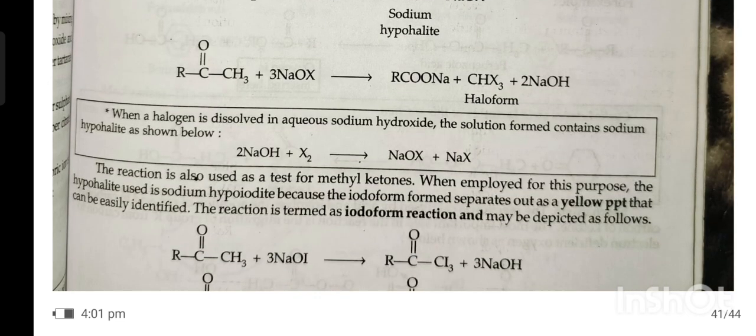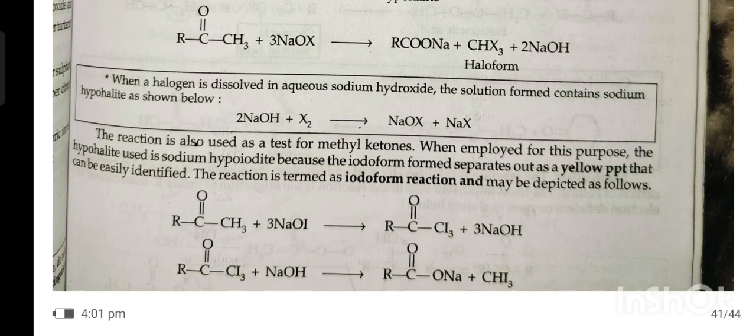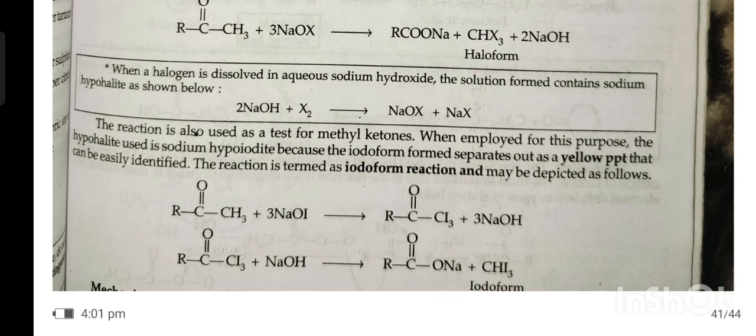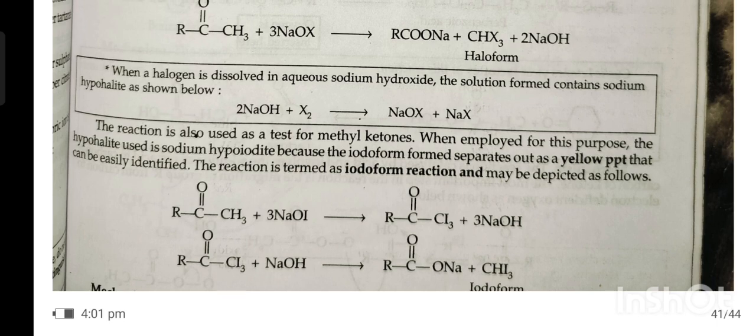The reaction is also used as a test for a methyl ketone. When employed for this purpose, the hypohalide used is sodium hypoiodite, because the iodoform formed separates out as a yellow precipitate that can be easily identified. The reaction is termed the iodoform reaction and may be depicted as follows.